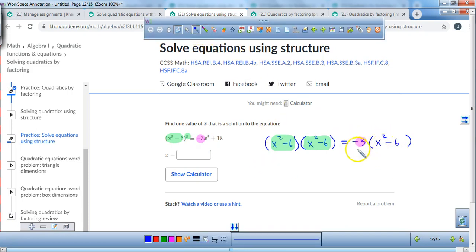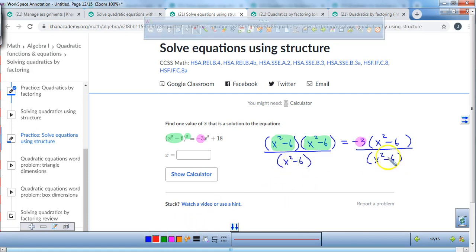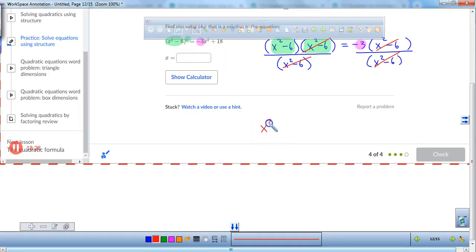Once you do that, it's very easy. All we have to do is divide both sides by x squared minus 6. And nice and neat, those cancel out. Let's see what we have left. X squared minus 6 equals negative 3. So let's write that down here. X squared minus 6 equals negative 3.